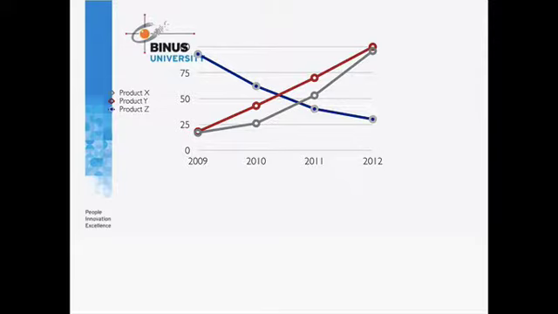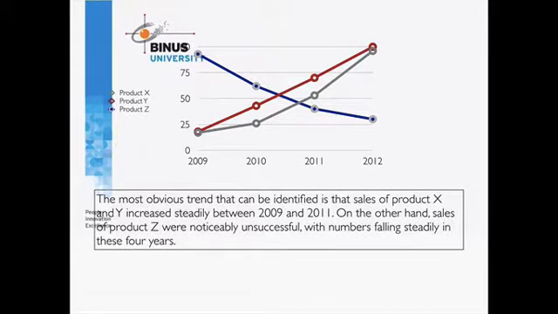And as I'm sure you can see, the red and the grey, product X and Y, sales are increasing, whereas the blue has a downward trend. So your overview is going to look like this. The most obvious trend that can be identified is that sales of product X and Y increased steadily between 2009 and 2011. On the other hand, sales of product Z were noticeably unsuccessful, with numbers falling steadily in these 4 years. So that's it for the overview there.